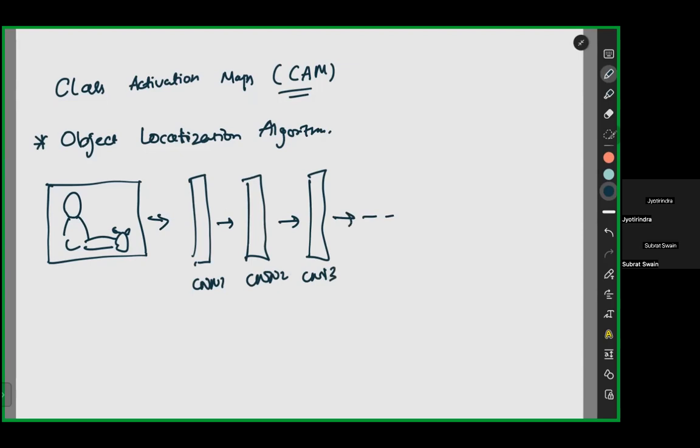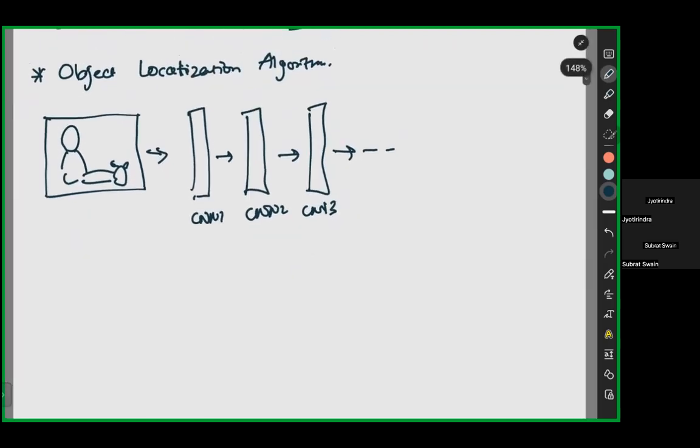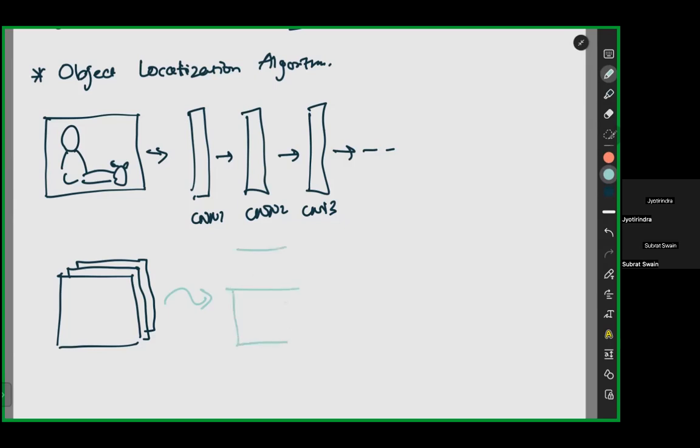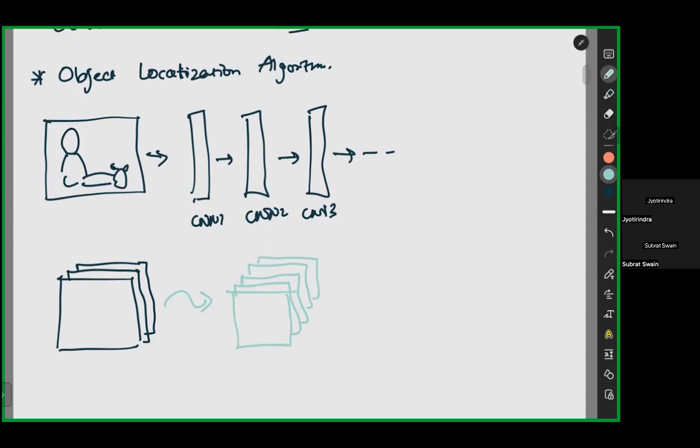So as you know, when you pass a certain image into a CNN, this is the image. Let's say there are three channels, red, green, and blue. What happens is that the number of channels keeps on increasing, and the width and height of the image keeps on decreasing. So the image will be smaller, but the number of channels will increase with the layers.